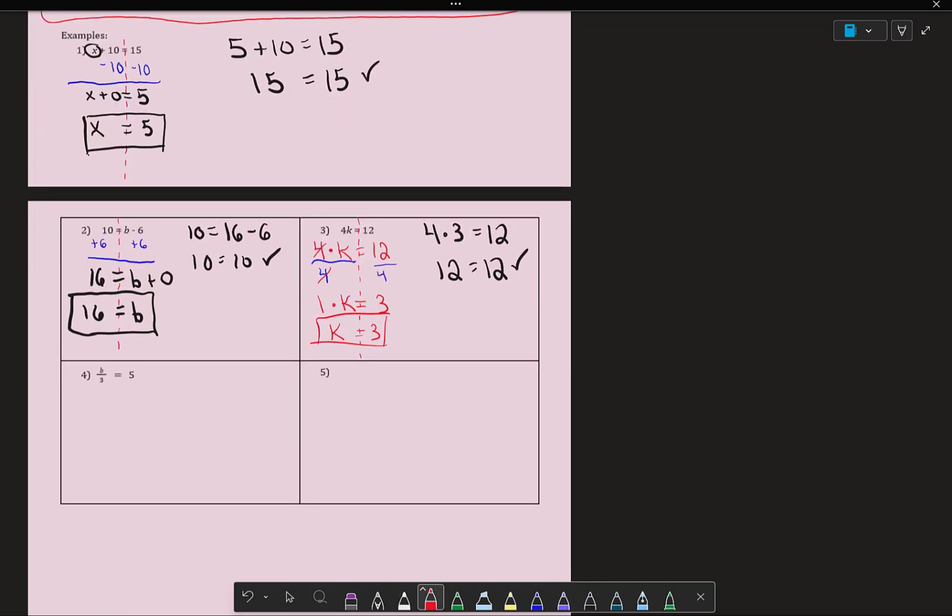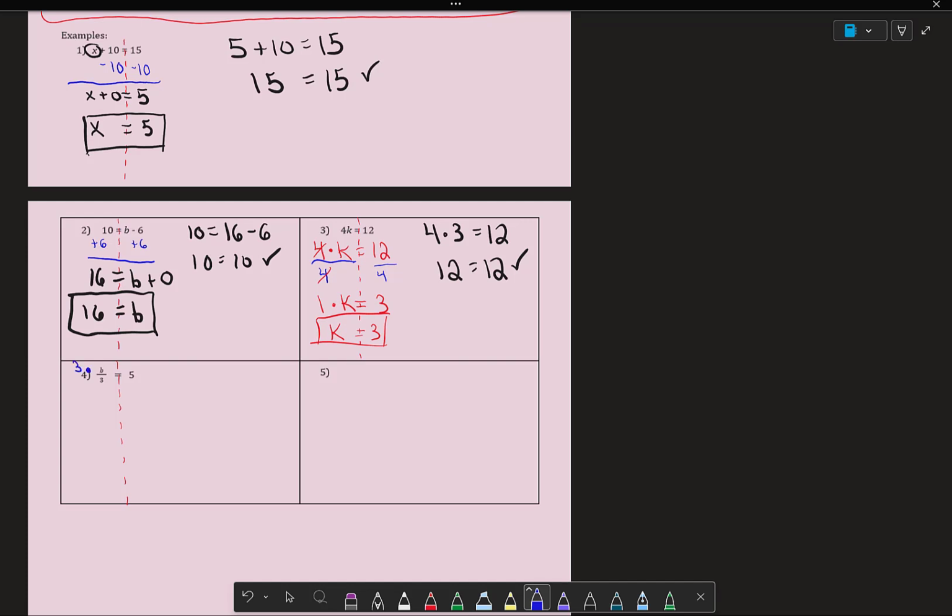Our last one, b divided by 3 equals 5. Just a side note, sometimes you may see this written as 1/3 times b equals 5. I'm not going to write it that way, but just know that those mean the same thing. Because remember, there's an assumed 1 in front of that b. So we're dividing b by 3, so we need to do the inverse operation. Instead of dividing by 3, we're going to multiply.